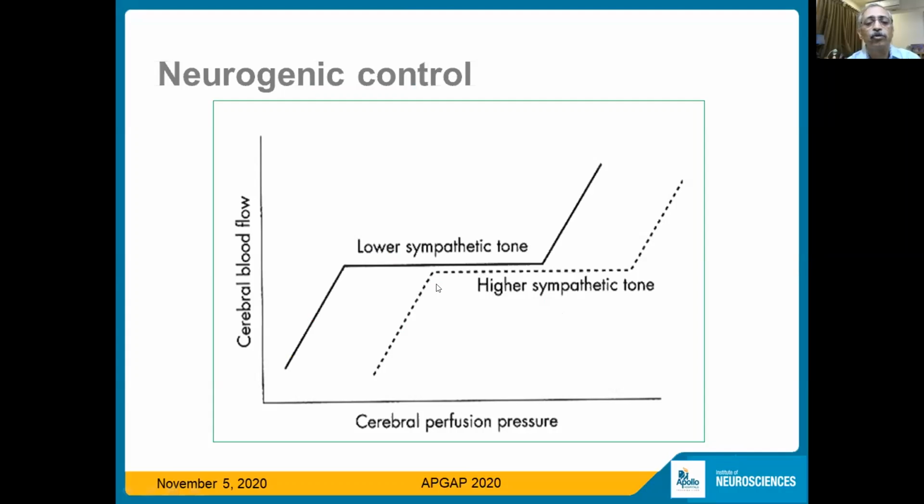The lower limit is no more at 50 millimeters of mercury; it is about 70 to 80 millimeters of mercury. Which means that whenever there is a drop in the blood pressure, it cannot tolerate any drop beyond 60 to 70 millimeters of mercury. There is a passive drop in the flow. So with a higher sympathetic tone, they tolerate hypotension poorly.